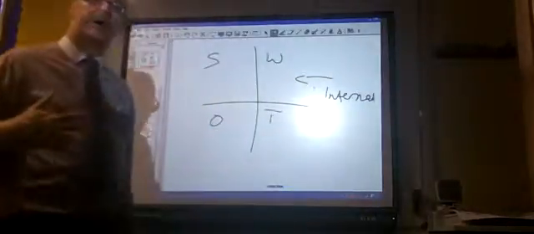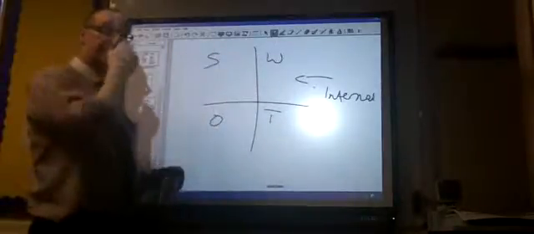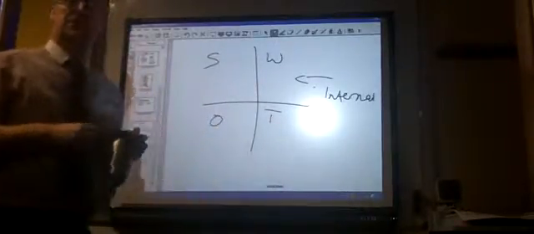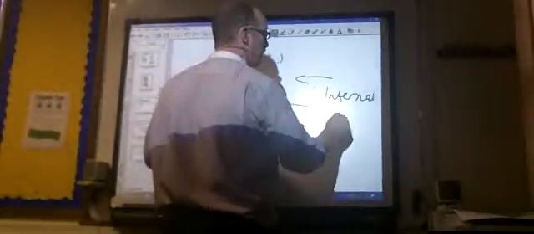And what you'll notice is that both of these are internal. Strengths and weaknesses are internal. You can control them, can't you? They're your fault, they come from you, your strengths and your weaknesses. You don't get any strength from a third party. Opportunities and threats, if those are internal, these are external.